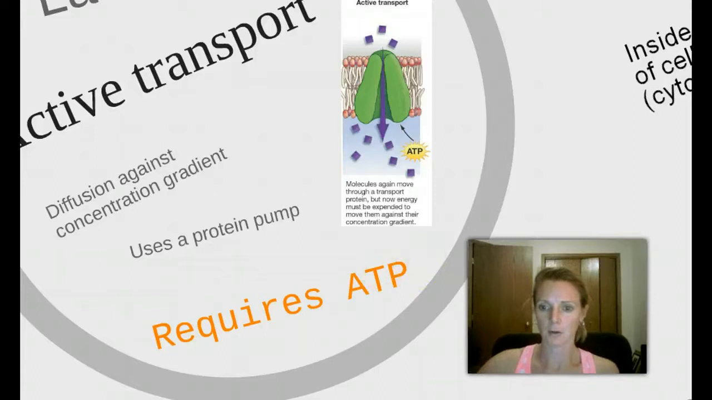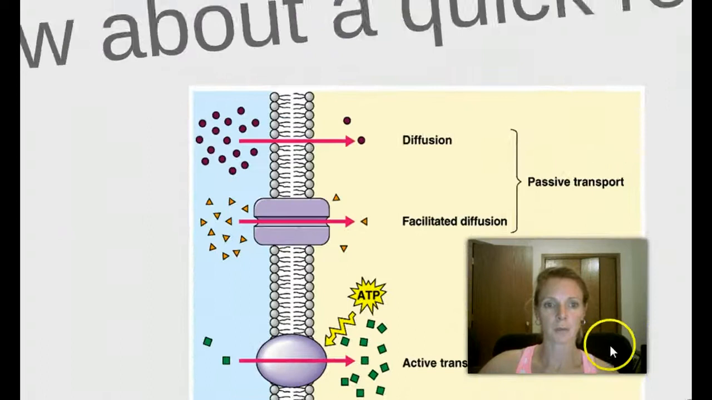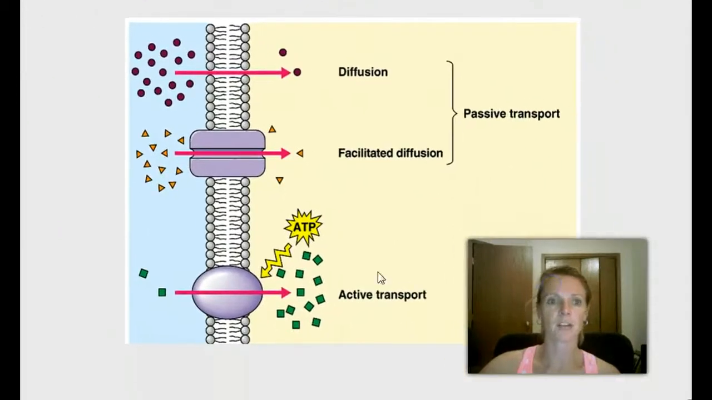Okay? So let's do a little recap. How about a little review? So let's look at this picture again. This is showing all three different types. You have simple diffusion, basically here, higher concentration to lower. Then you have facilitated diffusion, where you're still going from higher concentration to lower, but we're dealing with hydrophilic molecules and polar molecules that basically resist this cell membrane, okay? So you have to use a protein for it.